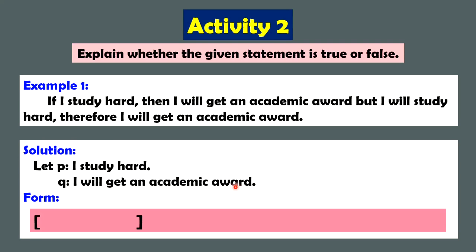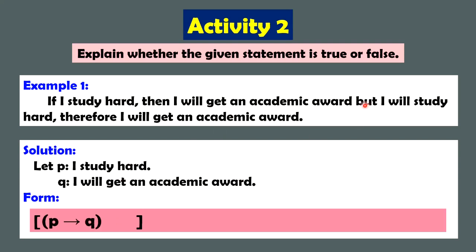After doing that, read example number 1 here. "If I study hard, then I will get an academic award." Let's stop there. How are you going to write that into a logic symbol? It's the one with the arrowhead. So it's "if P, then Q." It looks like this. This is its symbol.